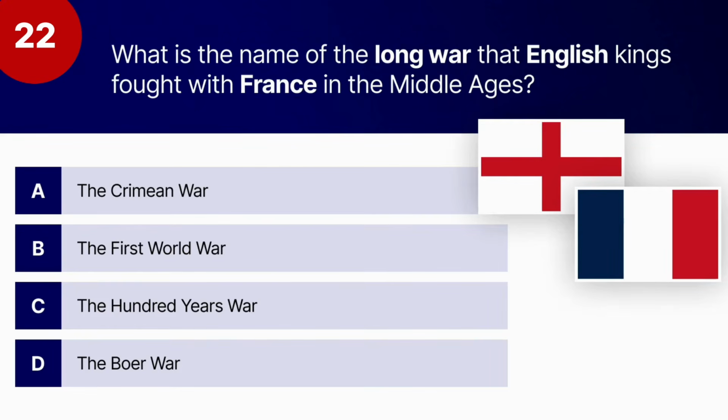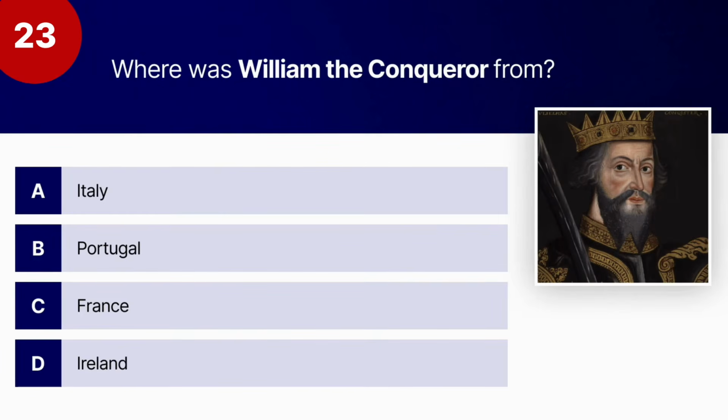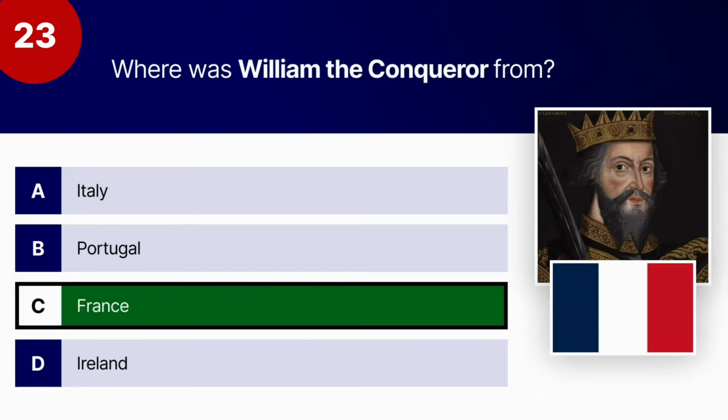What is the name of the long war that English kings fought with France in the Middle Ages? The Crimean War? The First World War? The 100 Years' War? Or the Boer War? The answer is C. The 100 Years' War. Where was William the Conqueror from? Italy? Portugal? France? Or Ireland? The answer is C. France.